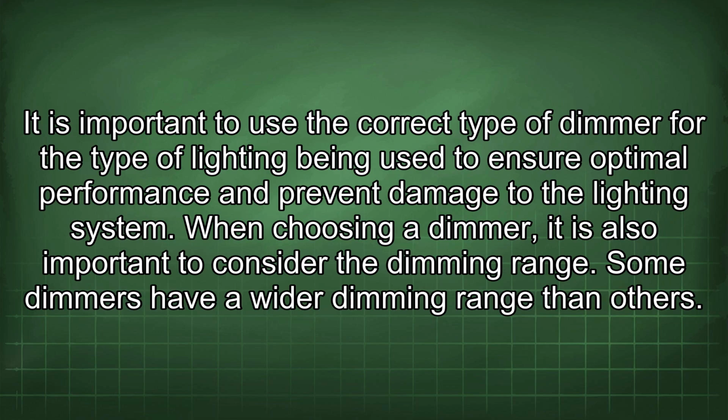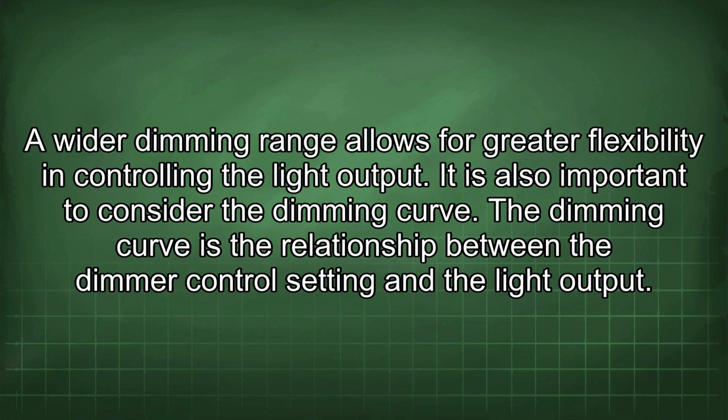When choosing a dimmer, it is also important to consider the dimming range. Some dimmers have a wider dimming range than others. A wider dimming range allows for greater flexibility in controlling the light output. It is also important to consider the dimming curve. The dimming curve is the relationship between the dimmer control setting and the light output.